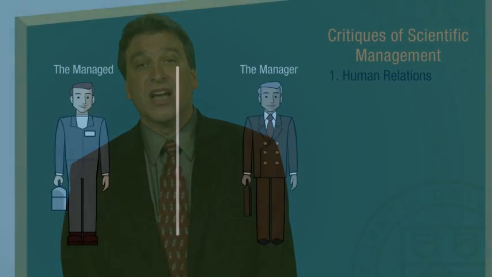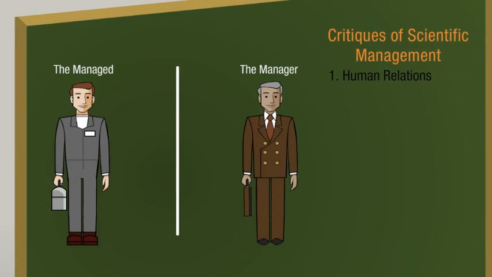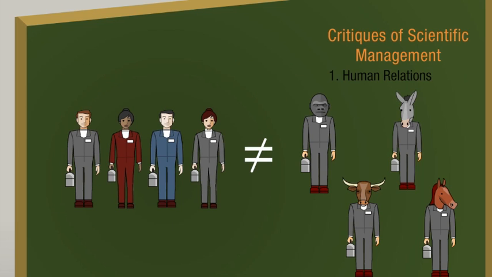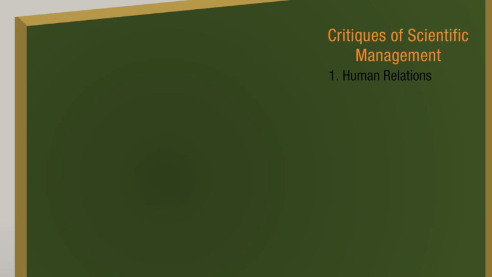First is the human relations critique. The human relations critique criticizes scientific management for not understanding that people value their autonomy. They value their ability to make decisions on their own behalf and find their own solutions to problems that they face inside the organization. People are not animals, and nothing we should do in the organization should make them feel that way.